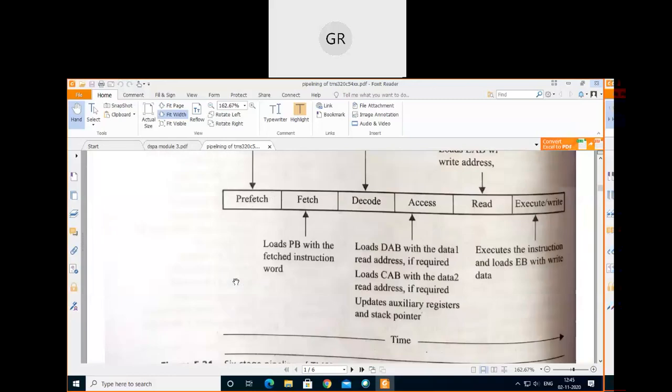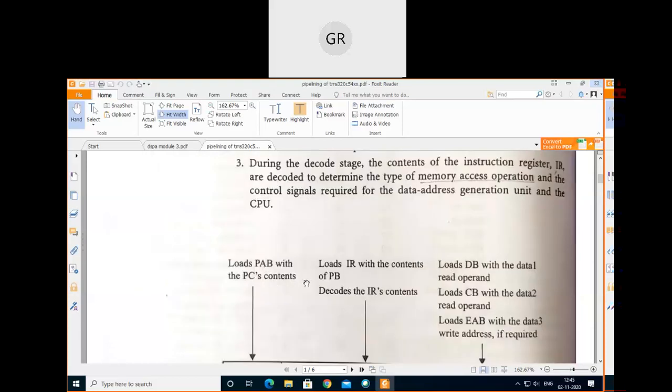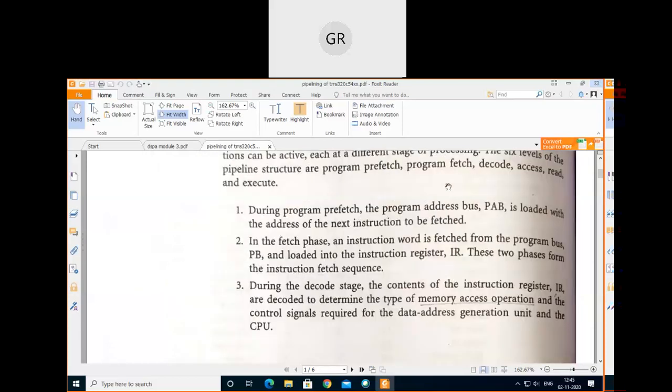Okay, just remember this table. In pipelining of the TMS320C54xx, which has 6 stages: pre-fetch, fetch, decode, access, read, and execute/write. In pre-fetch, the PAB is loaded with the PC contents, which is the next instruction to be fetched. PAB, program address bus, is loaded with the next instruction to be fetched.